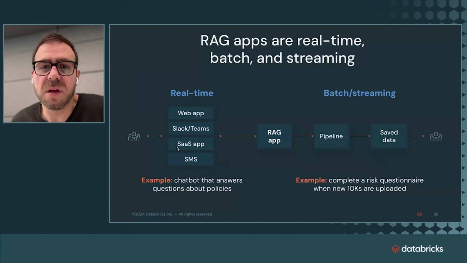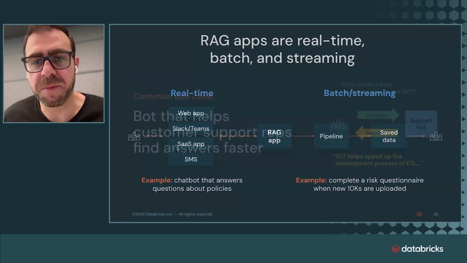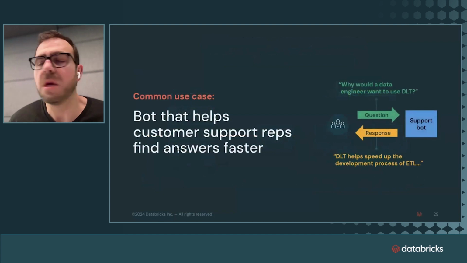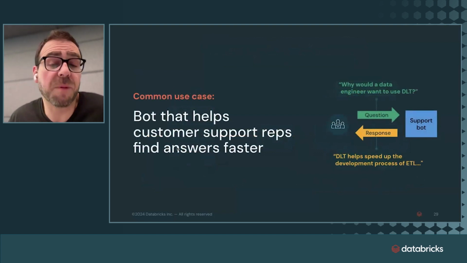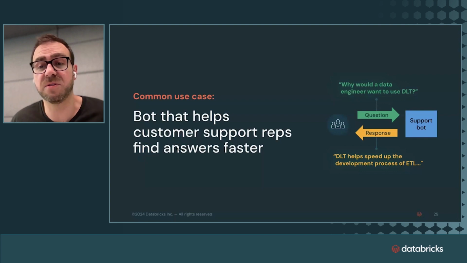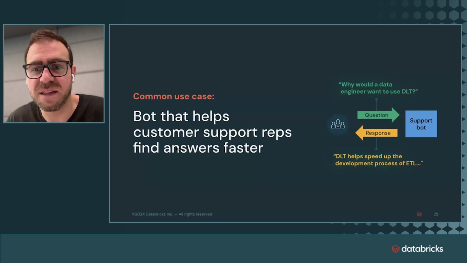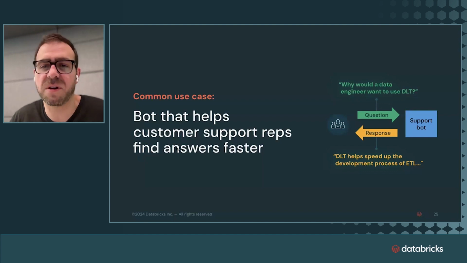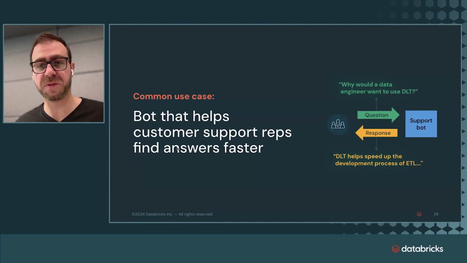Let's go through an example of what RAG is under the hood. A common use case we've heard from our customers is they want to build a bot to help customer support reps find answers faster. In fact, we at Databricks also have this use case and have built a similar bot. So I'm going to walk you through the simplest architecture in order to build a bot that could answer questions like, why would a data engineer want to use DLT?